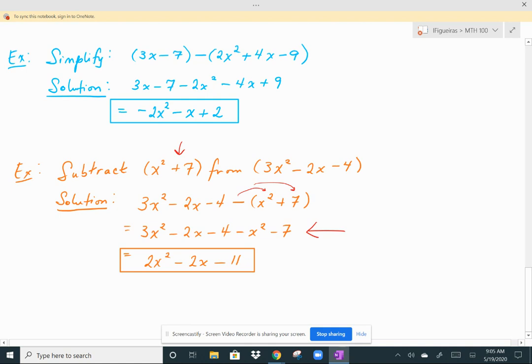Then combine like terms, 3x squared minus x squared is 2x squared. The negative 2x doesn't combine with anything, so you just write that down. And then negative 4 minus 7 gives you negative 11. And so that's your answer right here in the box.